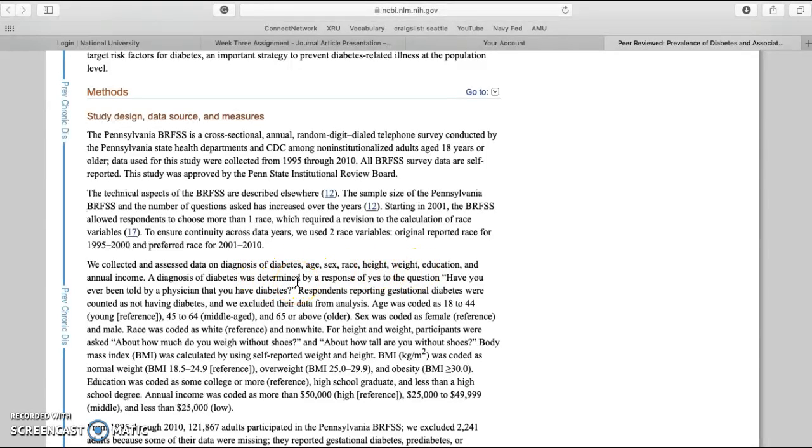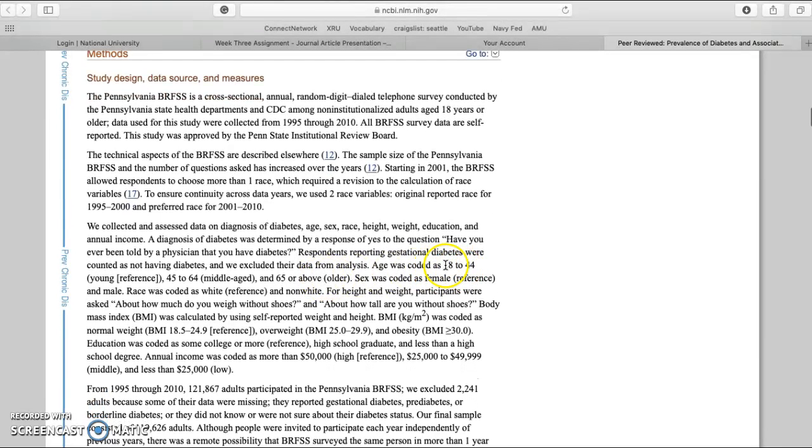So diagnosis was determined on if a patient was ever told they had diabetes. The age was broken down into coded brackets, which you'll see right here. 18 to 44 is considered young, 45 to 64 middle, 65 and up they considered old. And then sex was broken down by male, female, and race was white or non-white.